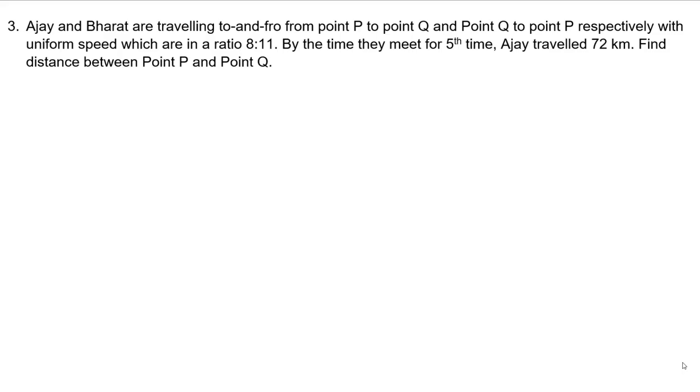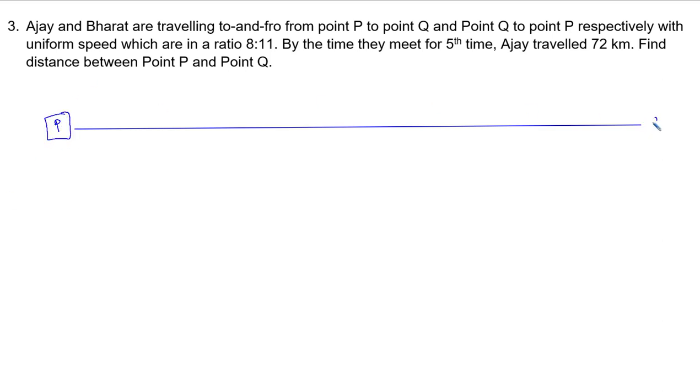Ajay and Bharat are traveling to and fro from point P to point Q and point Q to point P respectively with the uniform speeds which are in a ratio 8:11. Hold on. So let's say this is point P and this is point Q. Ajay starts from point P and Bharat starts from point Q with the speed in a ratio 8:11. By the time they meet for fifth time, Ajay traveled 72 kilometers. Find the distance between point P and point Q.